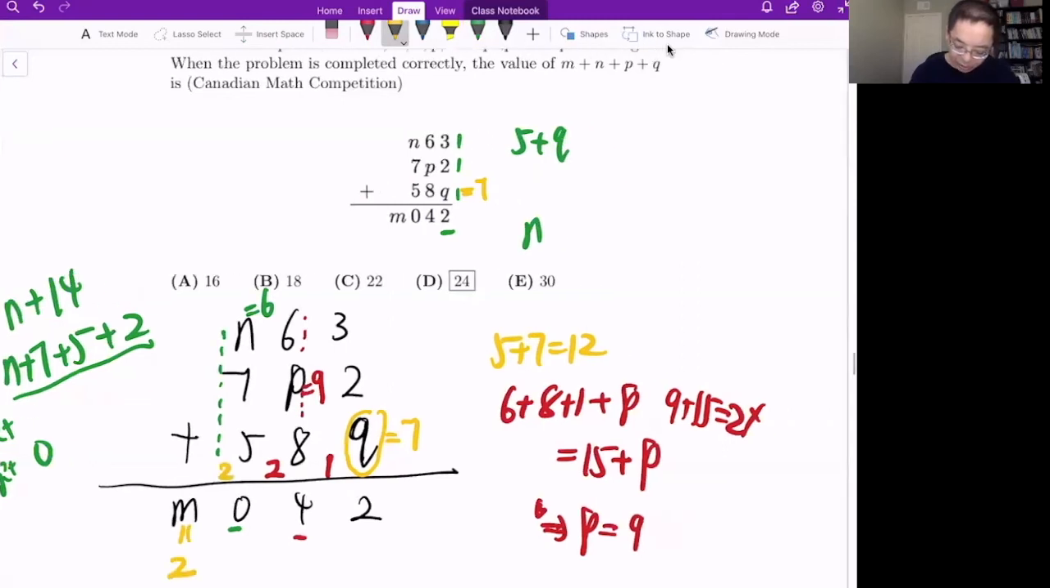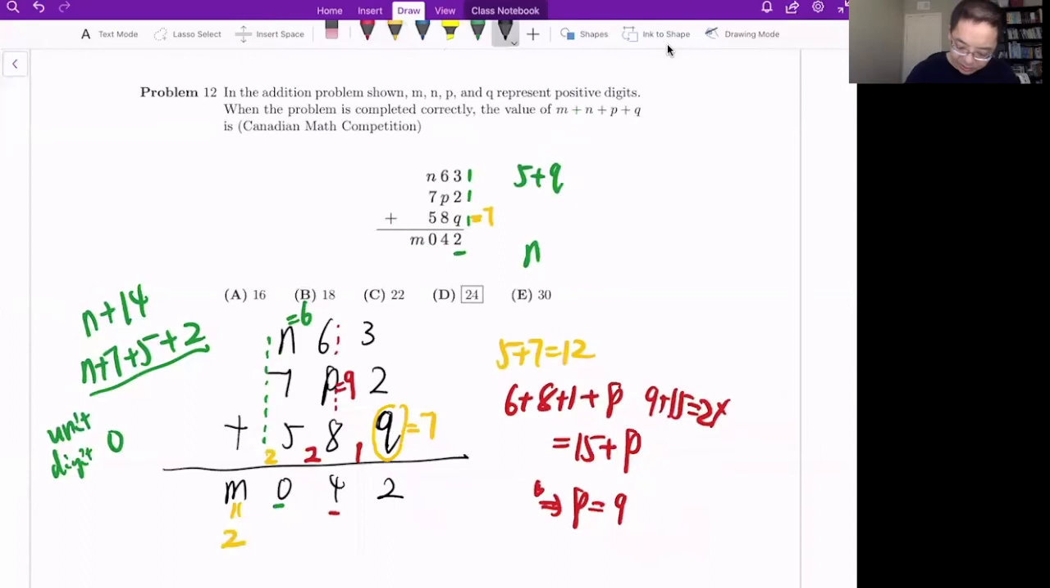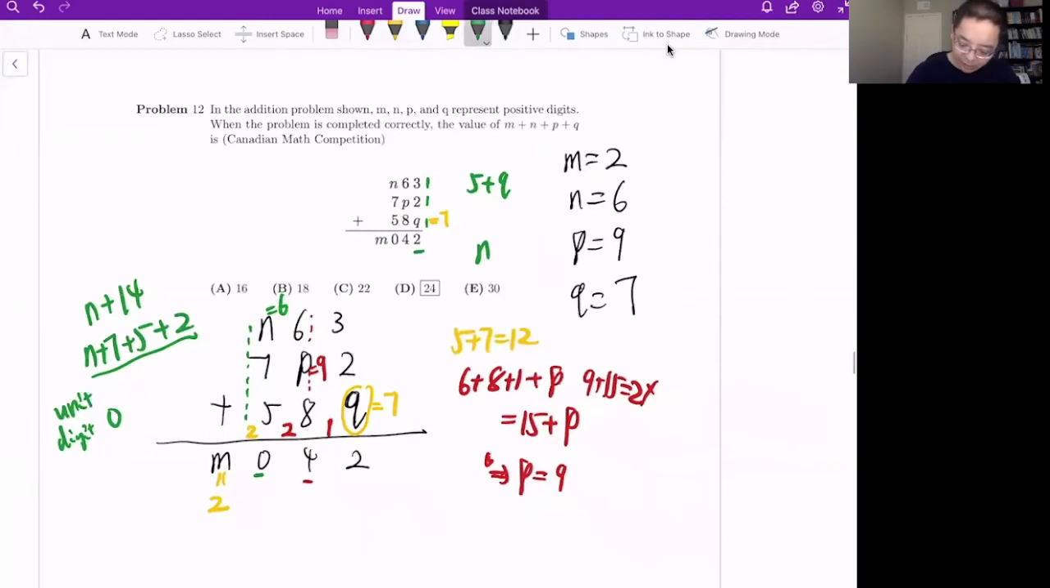Okay. So now let me summarize this. So n is 6, and p is 9, and q is 7, right? Okay. So we just need to find the sum of these numbers. So it's 11 plus 13, which is 24, right? So it's 24. Okay.